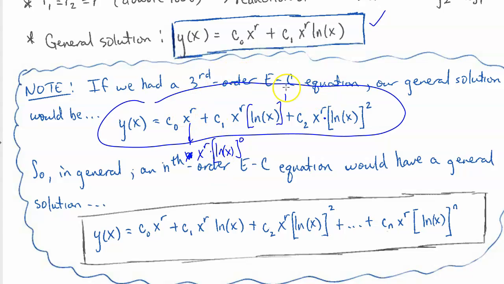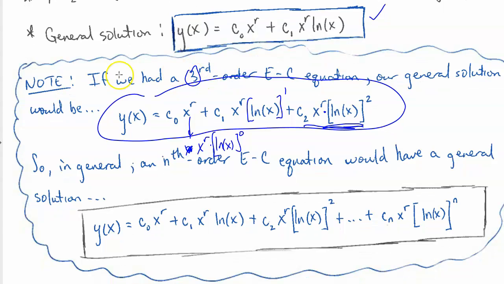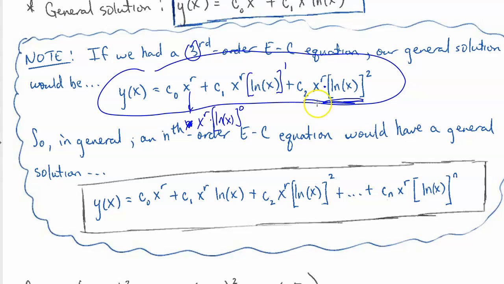Okay, and notice that we stop here, one order short of what the actual order of the equation is. So in general, and I don't know why this says this, this should say n minus 1. So that's what it's going to be in general.